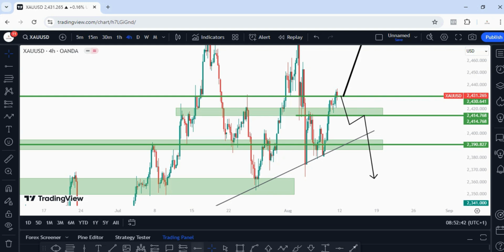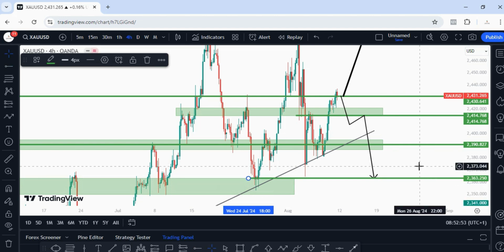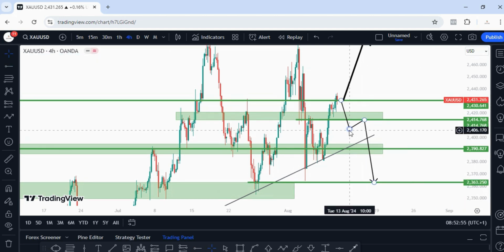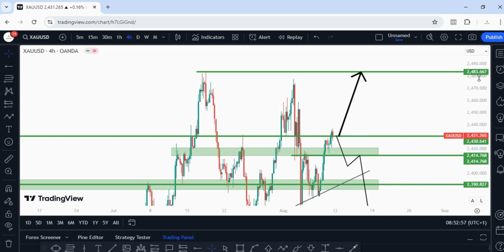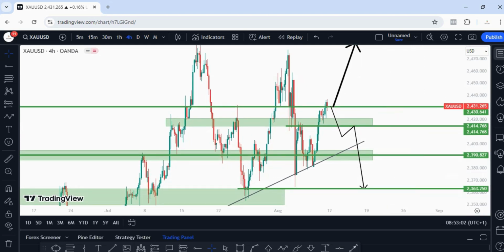How I'm doing this, well, I can explain in one video or in this weekly video that is available in our mentorship program. But our bearish target is going to be 2363.250. That will be our bearish target. So bullish target here, bearish target down here. So that is that on gold.